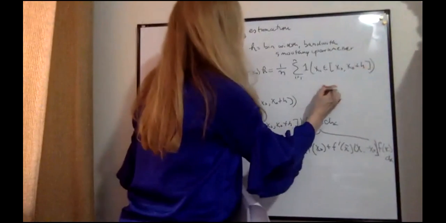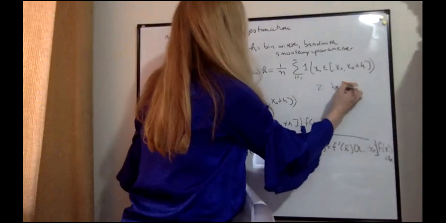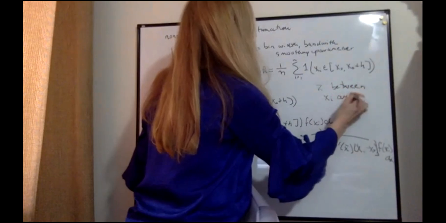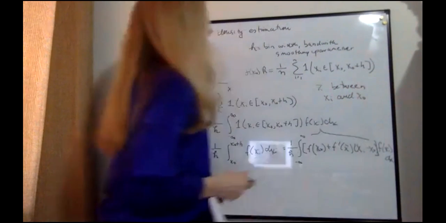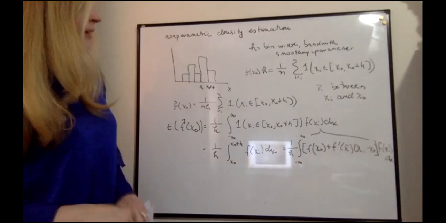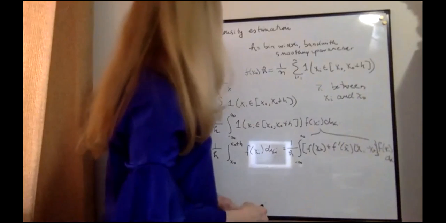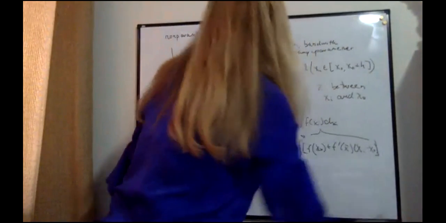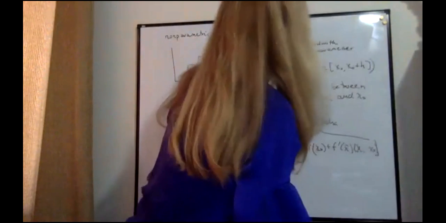So x bar is between xi and x naught. Now at this point, actually, we don't need this f of xi because that's what we were expanding. Sorry, that shouldn't be there. This is just dxi.